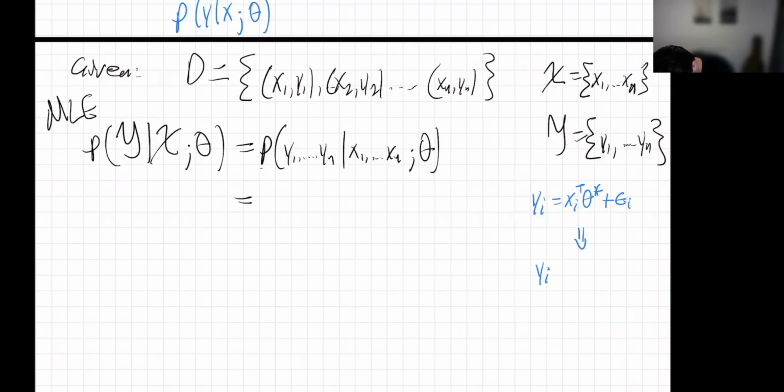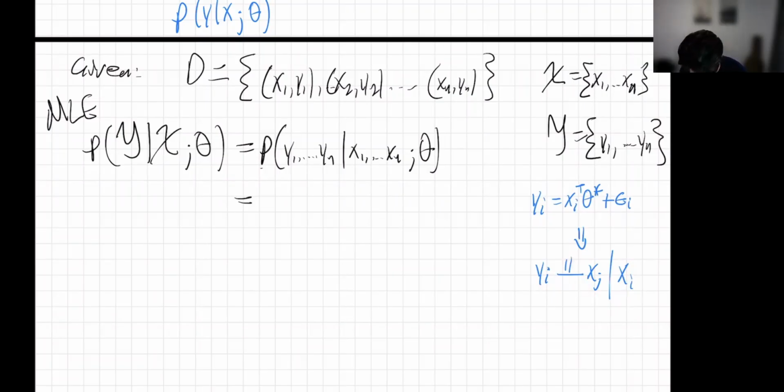Yi is basically conditionally independent of the other x's, xj, given xi. I'm not sure if I use this notation a lot in the class, but this is one way to write conditional independence. It says that if I condition on this variable, xi, then these other two variables are independent. So this kind of symbol we use for independence often. If I condition on xi, then yi is independent of xj.